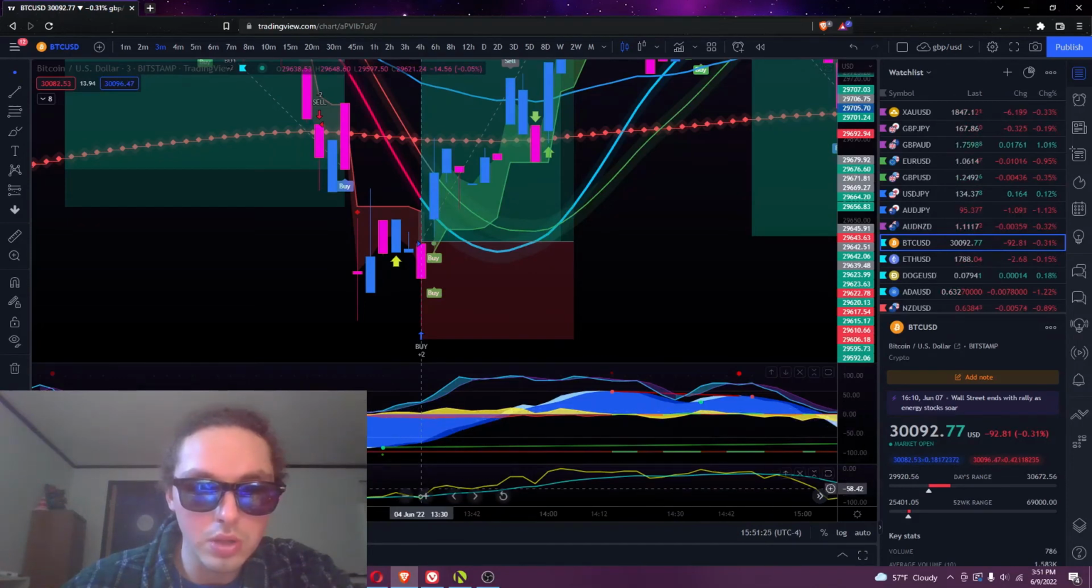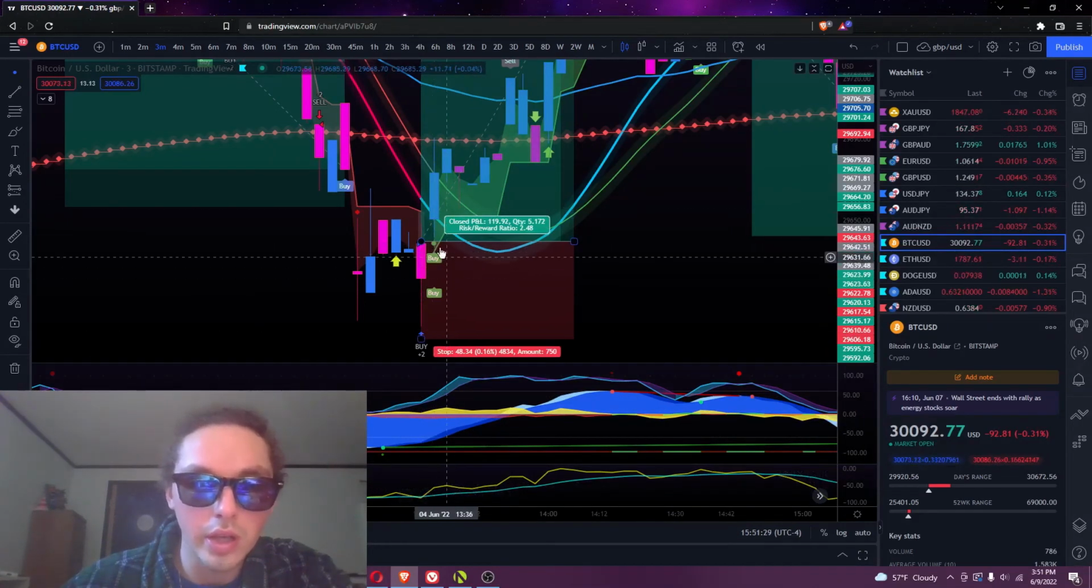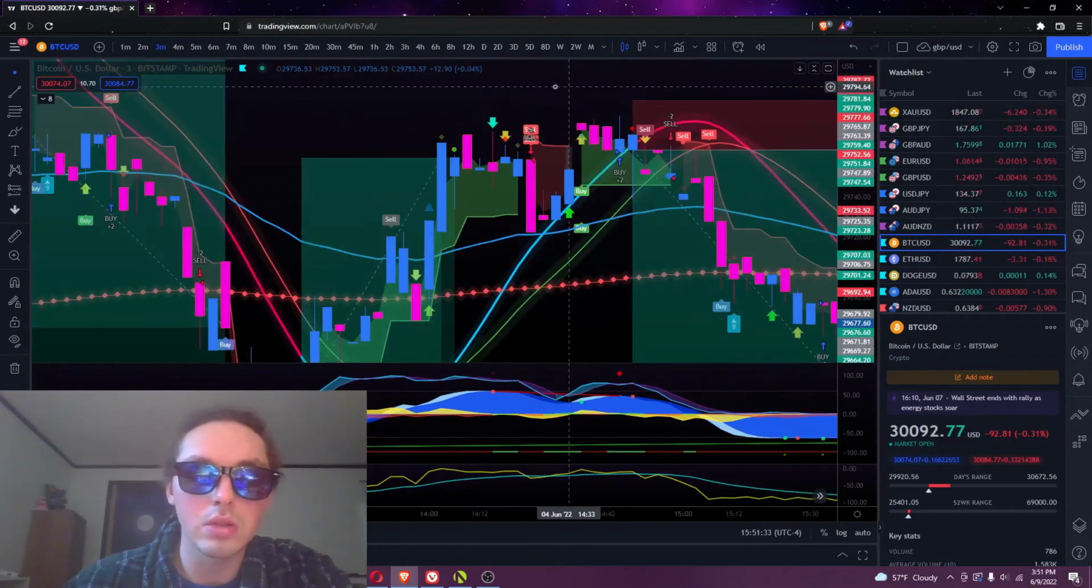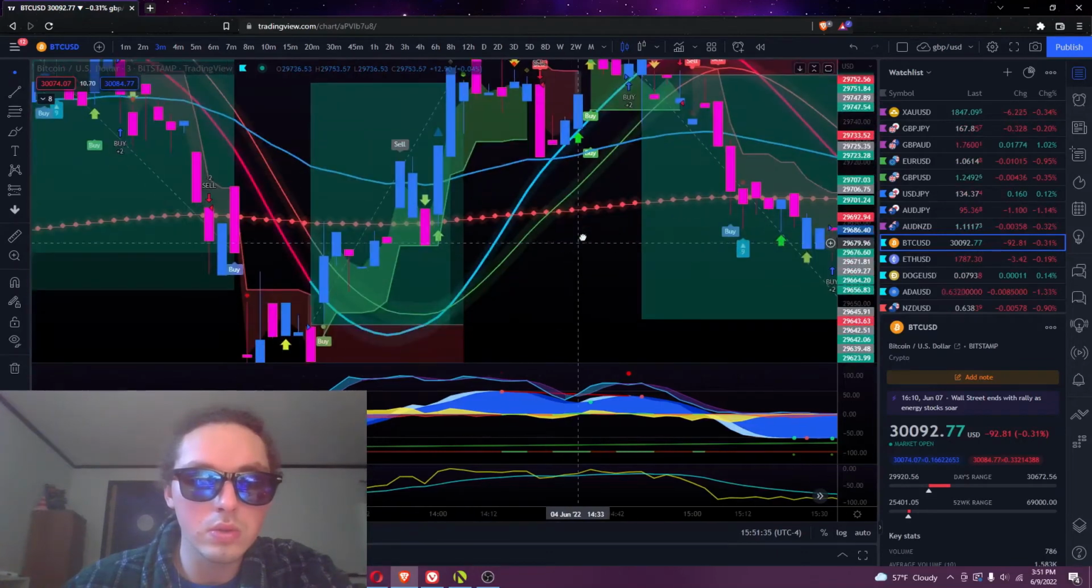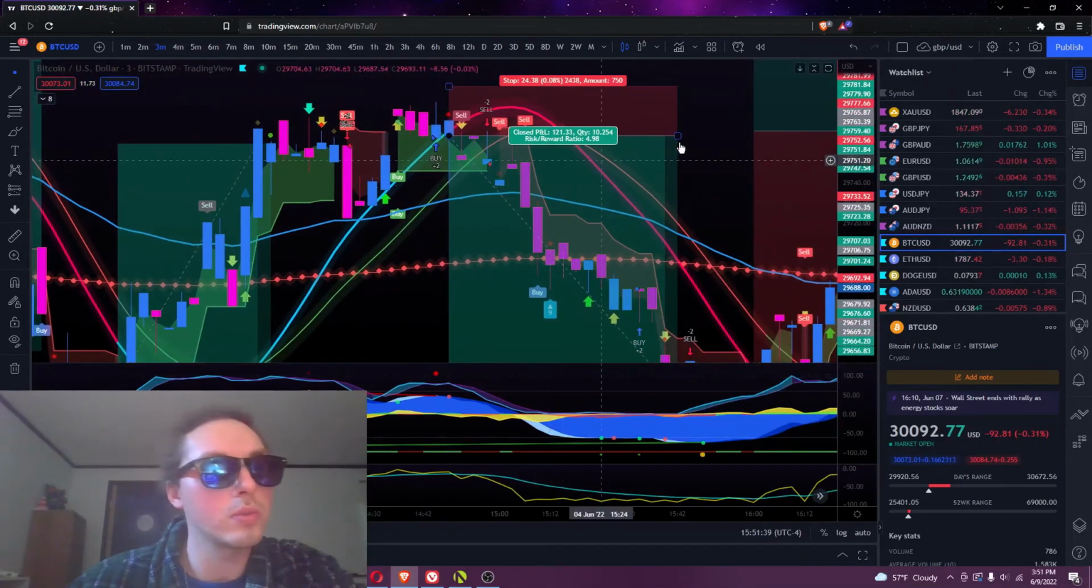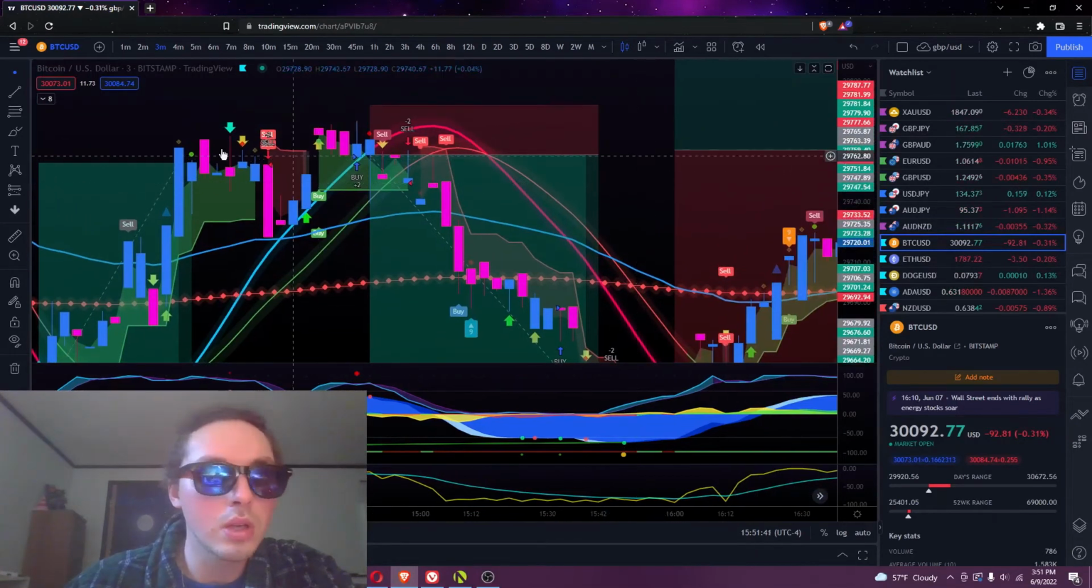VWAP's in the pluses. Williams has practically crossed over, and we start getting these buy signals. So we freaking take it for a 1 to 2.5 risk to reward ratio. Not too shabby. After it went up, we're looking for the down.